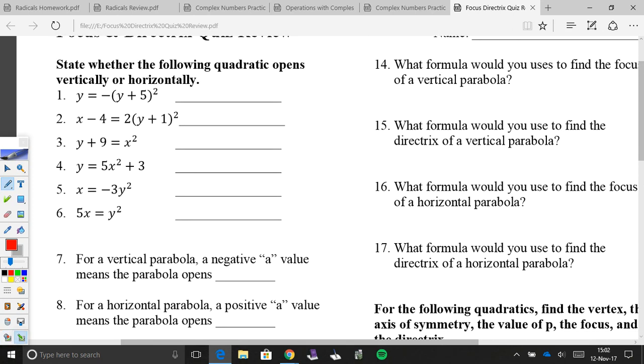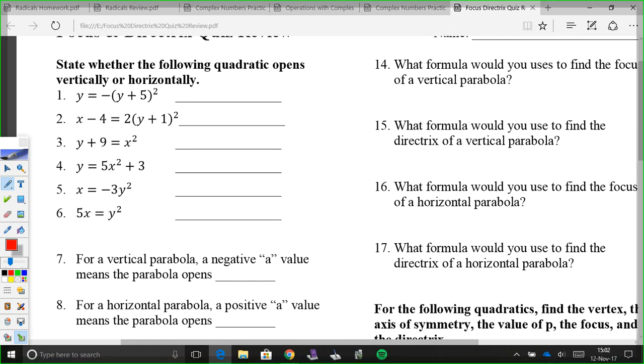Are these horizontal or vertical? How you can tell the difference is in your notes, and you can probably copy this down on your own paper as well. For vertical parabolas, you've got 2 ways that it could be written. In vertex form, y equals a(x minus h) squared plus k, and it may also be y minus k equals a(x minus h) squared. So this is the same thing. The only difference is what side the k is on.